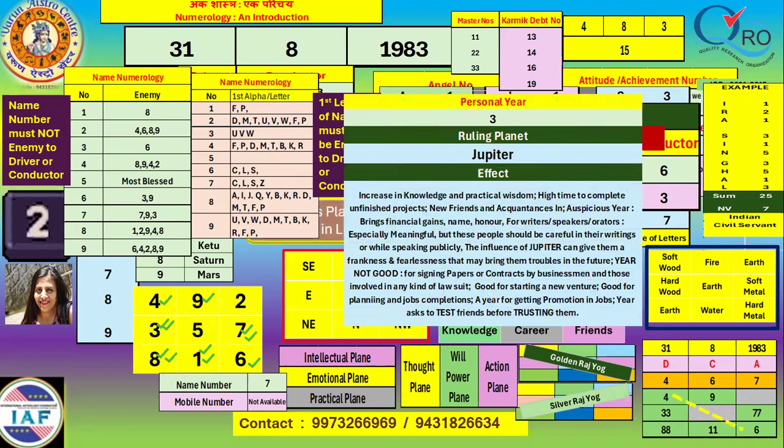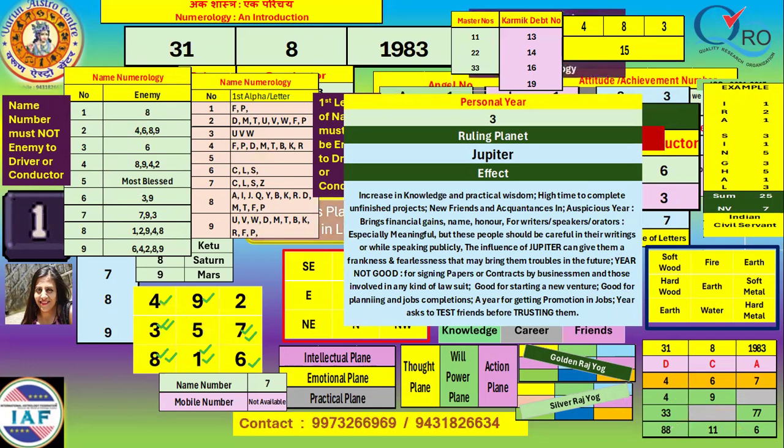So the impact of the 3 is increase in knowledge and practical wisdom, high time to complete unfinished projects, new friends and acquaintances in an auspicious year. An auspicious year brings financial gains, name and honor for writers, speakers, orators, exceptionally meaningful. But these people should be careful in their writings or while speaking publicly. The influence of Jupiter can give them a frankness and fearlessness that may bring them troubles in the future.